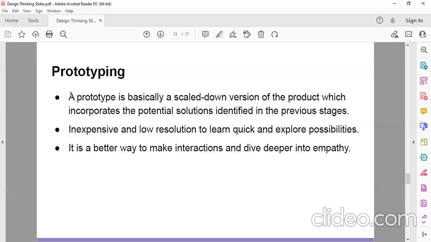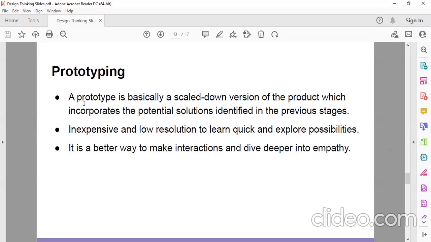Through this prototype stage, the proposed solutions, the ideas that you came up with in the previous phase, may be accepted, rejected, modified or redesigned, depending on how they appear in the prototyping form. It is an inexpensive and low resolution form to learn quickly and explore the possibilities. It is a better way to make interactions and dive deeper into empathy.